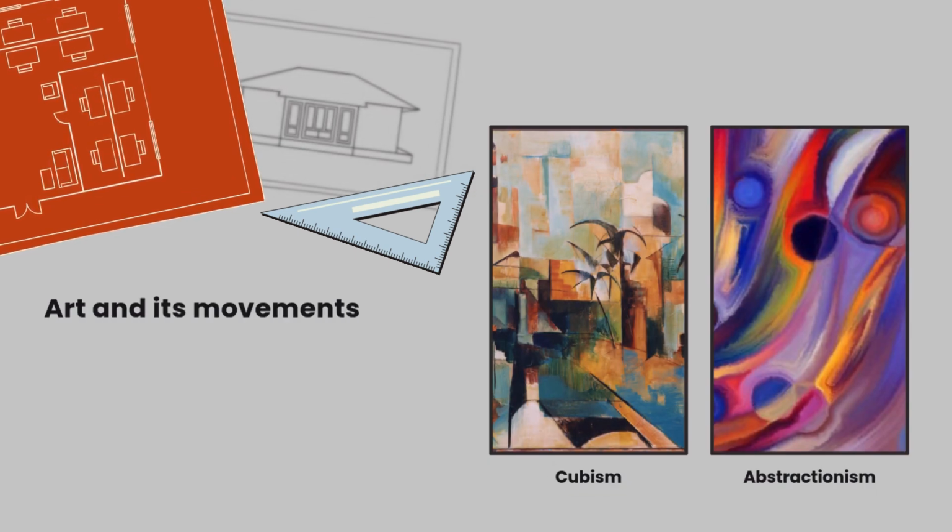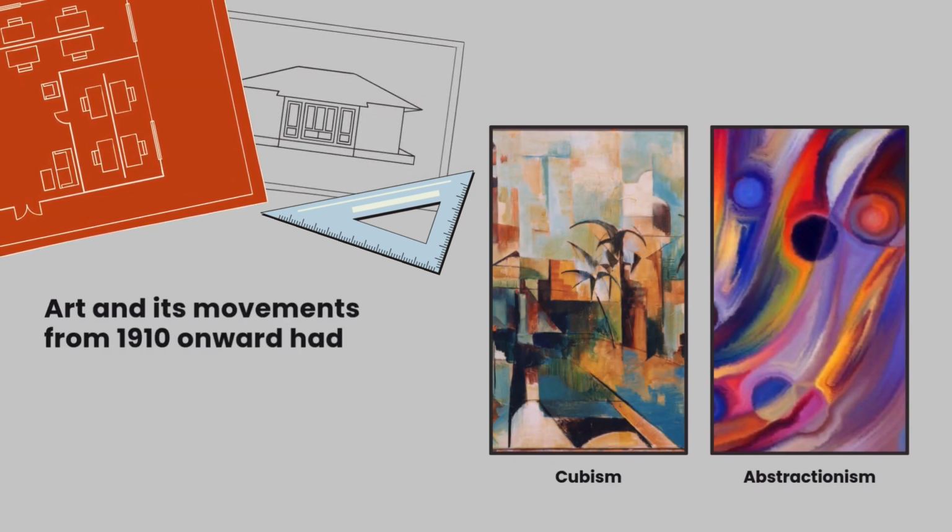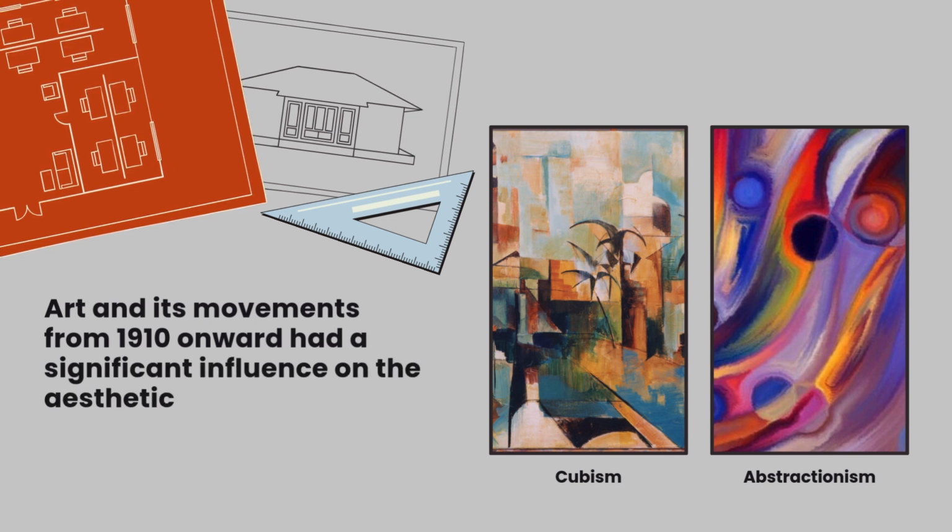Lastly, art and its movements from 1910 onward significantly influenced modern architectural aesthetics, with undeniable similarities to movements like Cubism and Abstractionism.